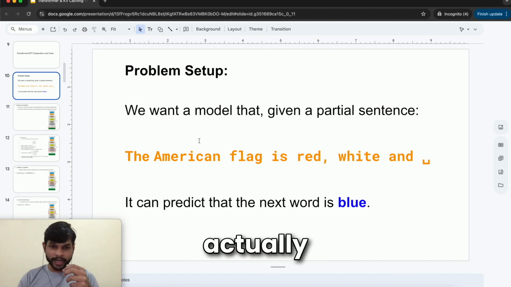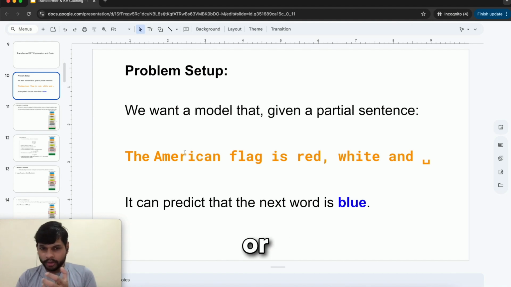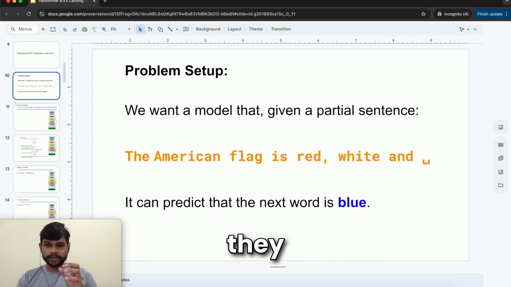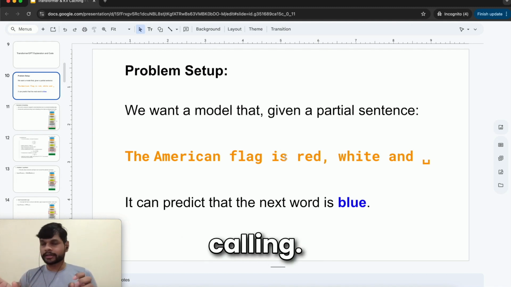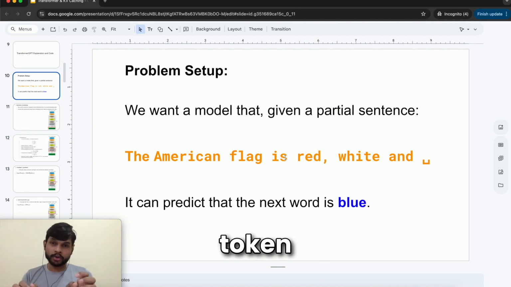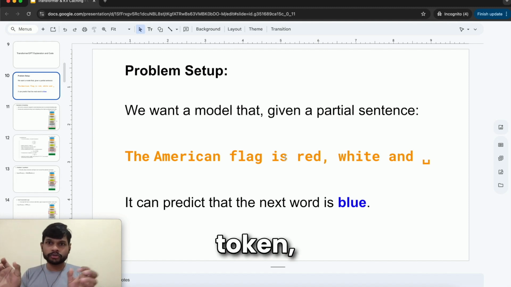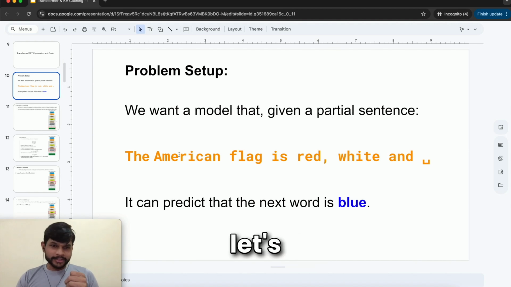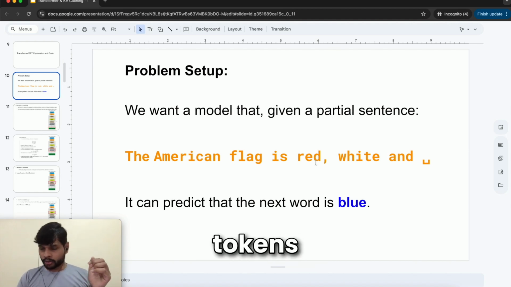So the first step is to actually detect what is a word, or in this case, we use the word token. So what are tokens? Tokens are roughly like words, but they may not necessarily always be words. For example, "call" and "calling". These two are different, but "call" can be one token and "ing" can be another token, so that these two combined become "calling". But for the sake of simplicity, let's just think of words as tokens now.